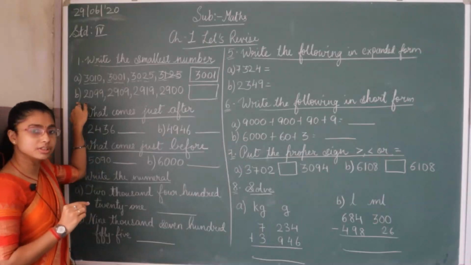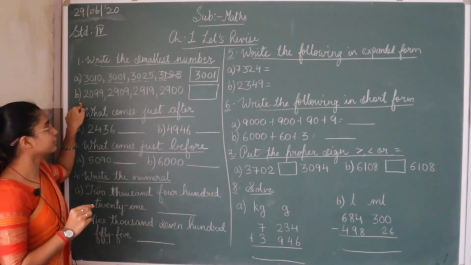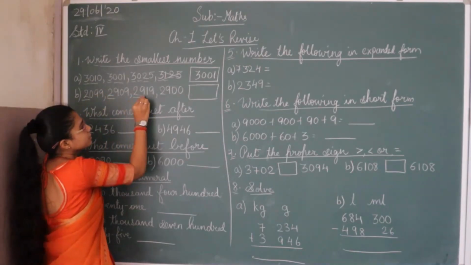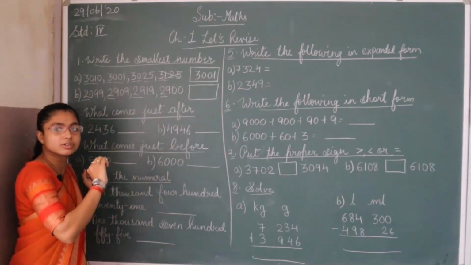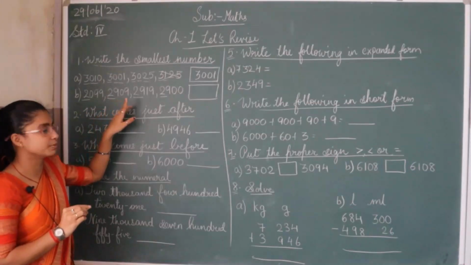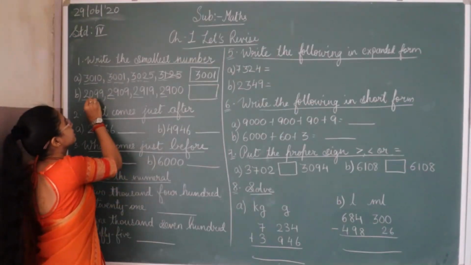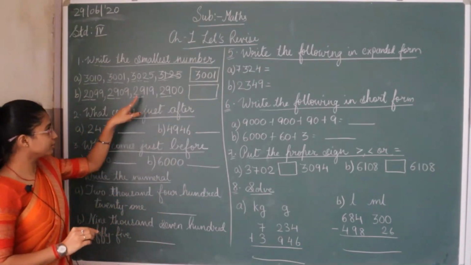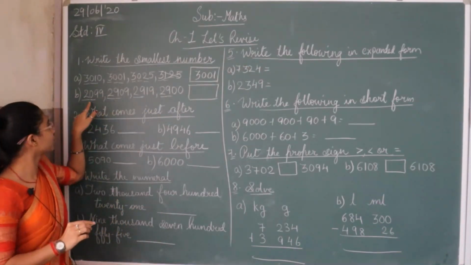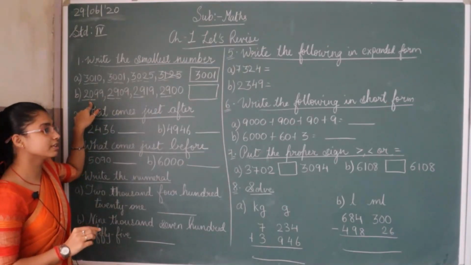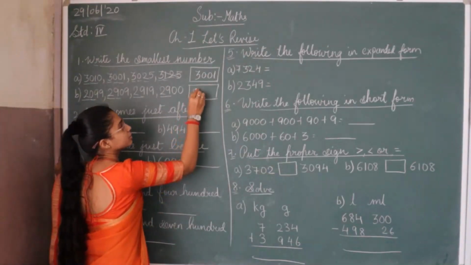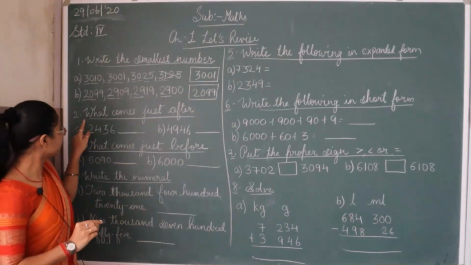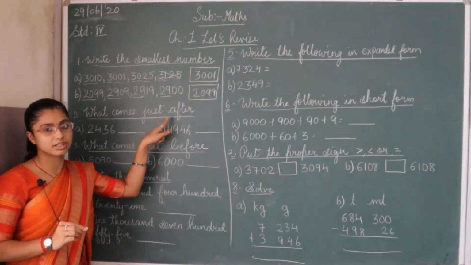Second one we will do the same. Second में भी same करेंगे. First we will see the thousands place. 2, 2, 2 and 2. All the thousand places are same. That is 2. Next hundreds place. 0, 9, 9, 9. इन तीनों नंबर में 9 है. So smallest is the 0. So we will write the smallest number. That is 2099.